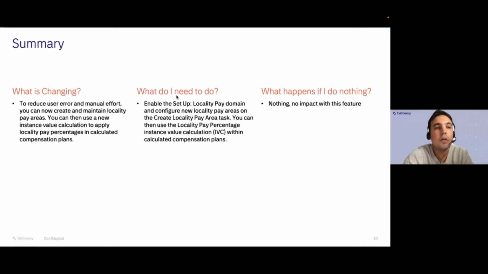So what's changing? To reduce the manual effort, you can use this new feature, locality pay areas. It will considerably reduce user error and manual effort for all these locality pay areas in the United States. So you need to set up the locality pay domain. This is a new domain that you need to enable. That will give you access to the new Configure Locality Pay Areas task. And with this, you can after that create your calculated compensation plans. This is a totally opt-in feature, so nothing will happen and nothing will impact your current configuration if you don't go for this feature.